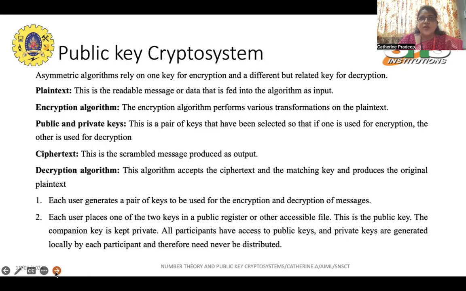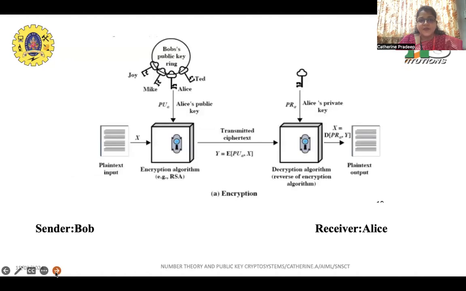So as I told you, every user will have two keys, the private key as well as the public key, and they will keep their public key in the public register for everyone's access. All participants have access to these public keys, and private keys are generated locally by each participant and therefore never distributed. Only that user will have access to his or her private key.